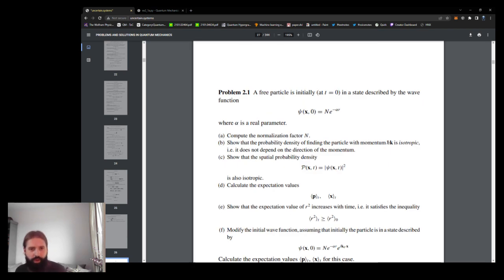I've been stuck with this for so many hours that at this point I either get it done or I give up completely on this whole project. But what I want to do is, for free particles, initially describe it with a wave function. So we know alpha is a real parameter. That's all we know. Compute the normalization factor n.